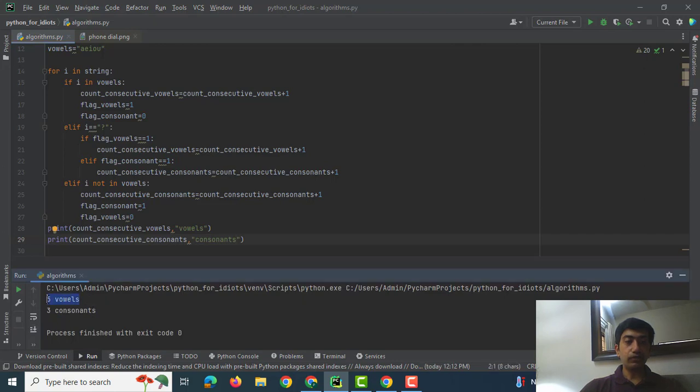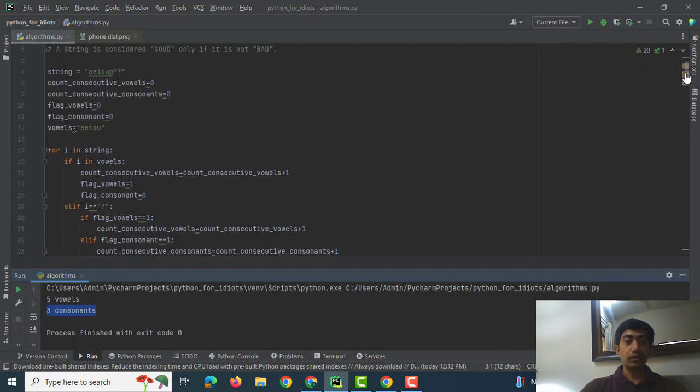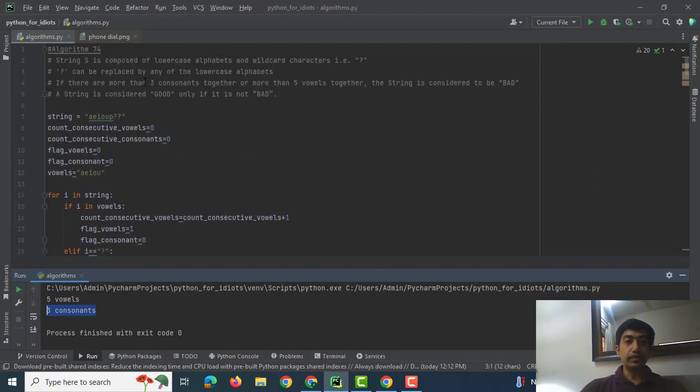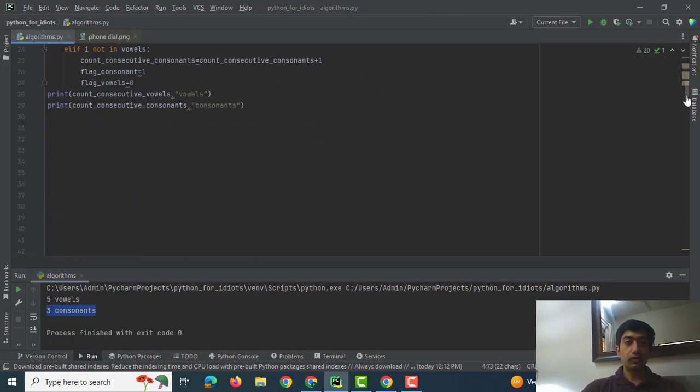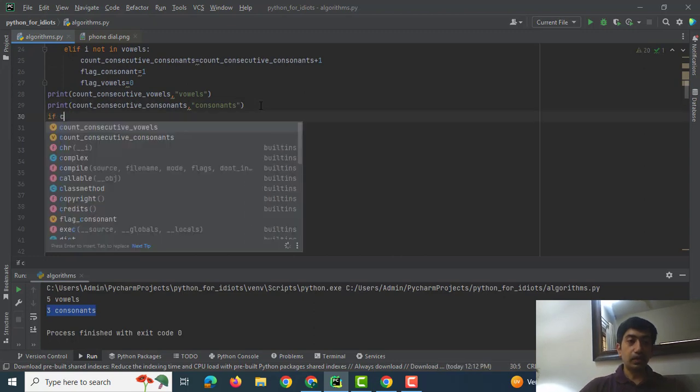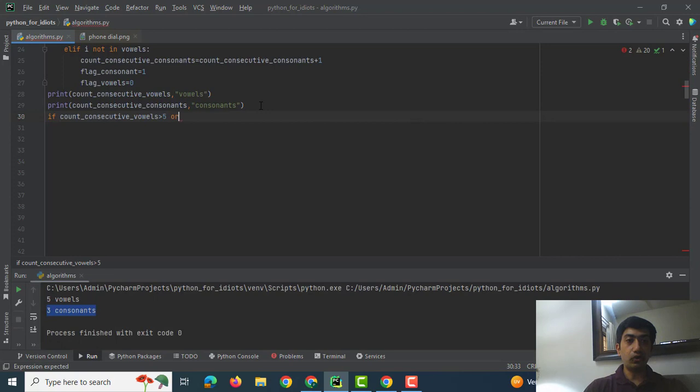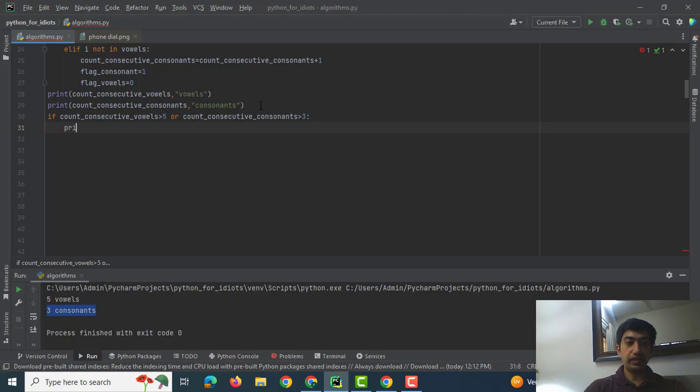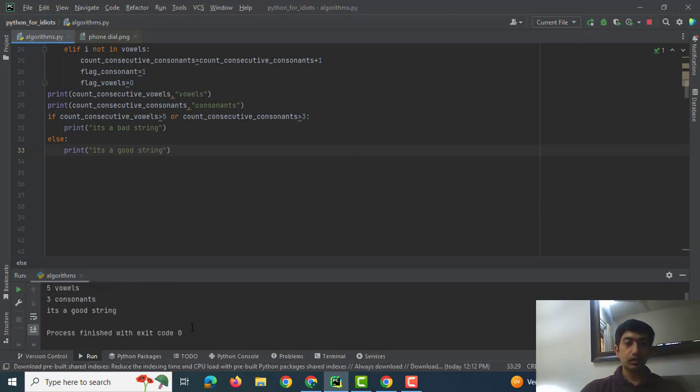So there are total of 5 vowels together and 3 consonants together. So it would be classified as a good string because the condition for bad string was that there should be more than 3 consonants together or more than 5 vowels together. So if count consecutive vowel is greater than 5 or count consecutive consonant is greater than 3, then print it's a bad string, else print it's a good string. So it's a good string.